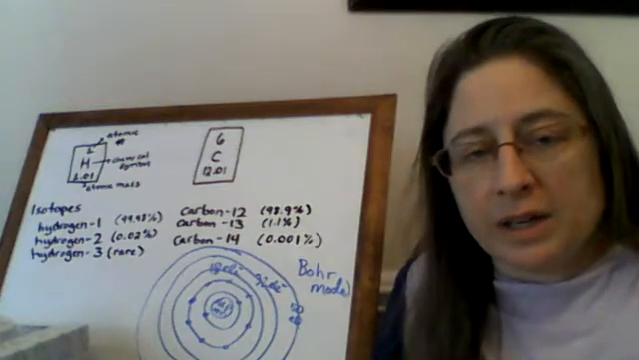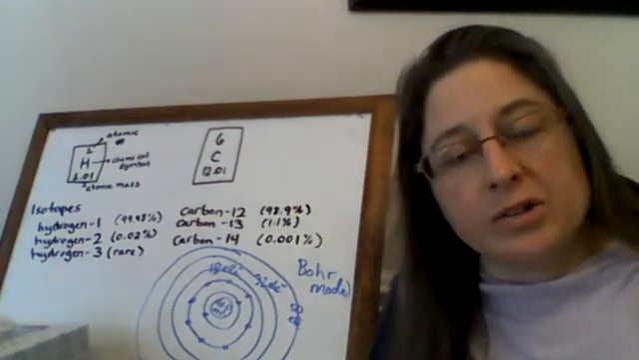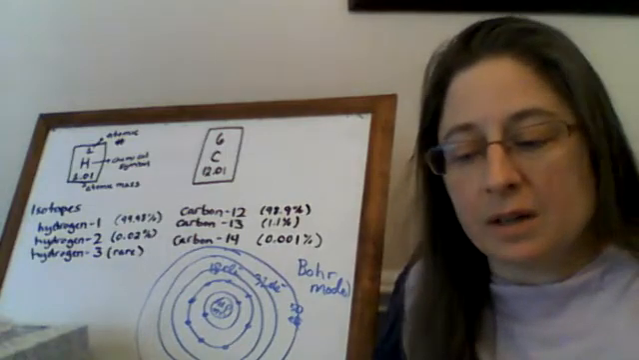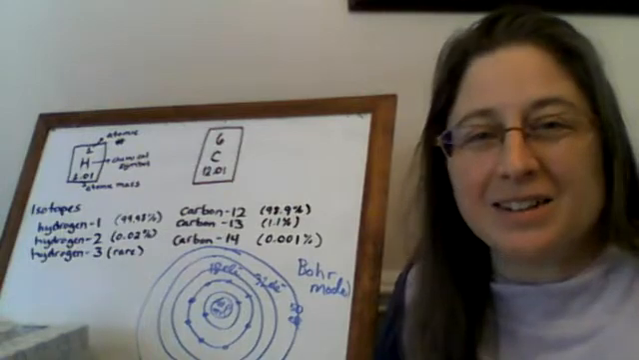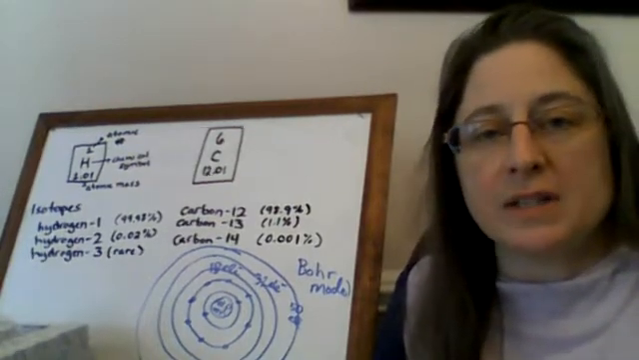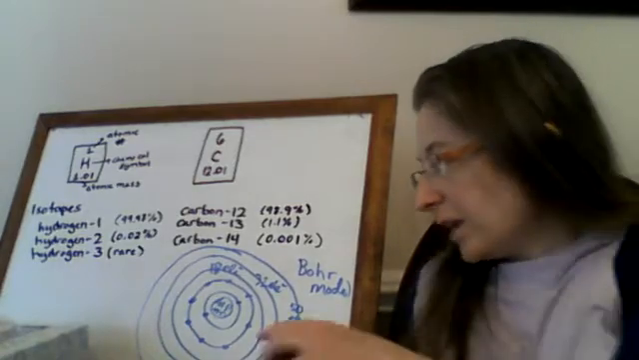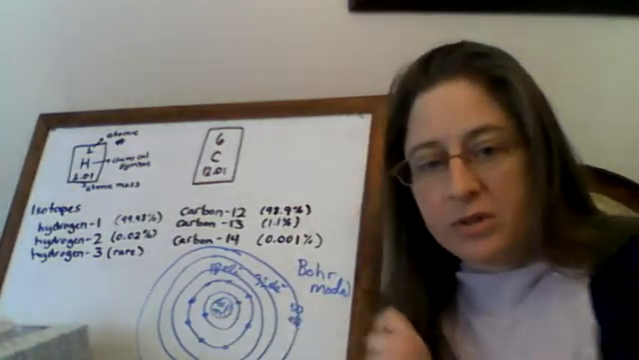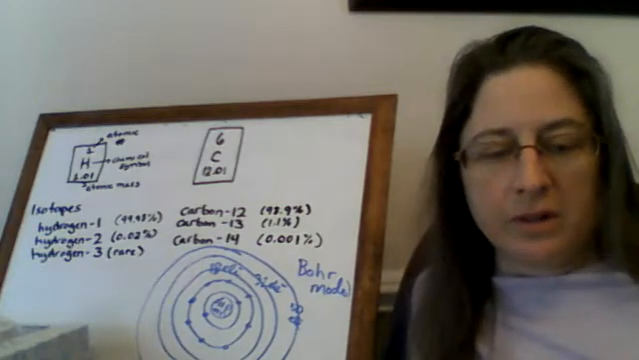The proton is much bigger than the electron, but their charges are equal and opposite. So even though their masses are very different, their charges are exactly the same, just that the proton is positive and the electron is negative. Inside the nucleus of an atom, you have protons and neutrons, and then orbiting around the nucleus, you have the electrons.